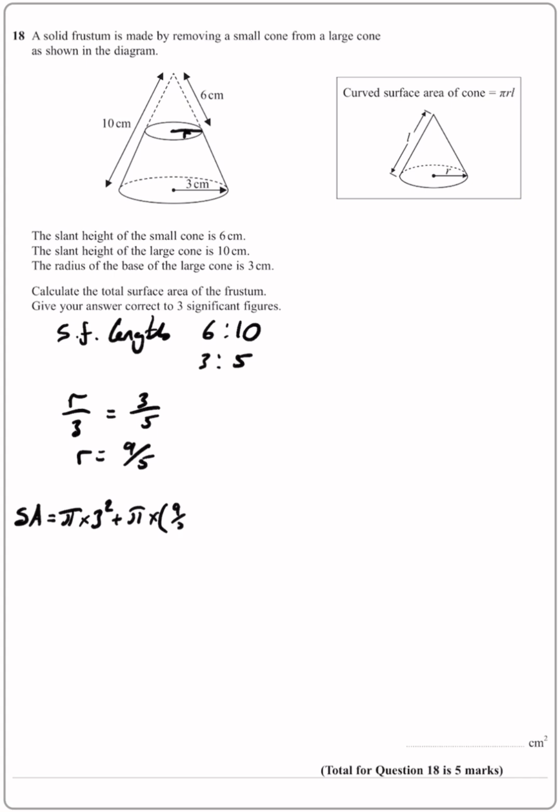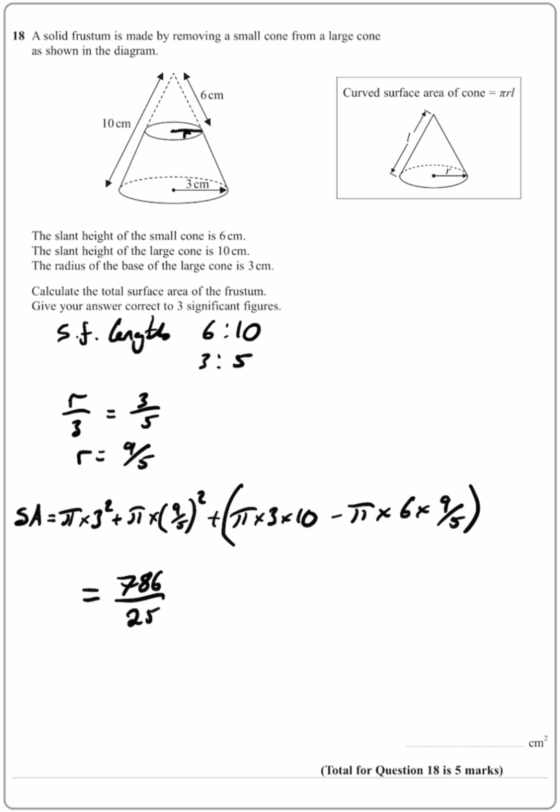Then to find the total surface area, we've got the area of the two circles, pi r squared, so pi times 3 squared, and pi times 9 over 5 squared, plus, and then it's the curved surface area, so the curved surface area of the large cone without the top chopped off, which is pi times 3 times 10, and then subtract the chopped off bit, that's pi times 6 times 9 over 5, plug that into your calculator, and you'll get 98.8 to 3 significant figures.